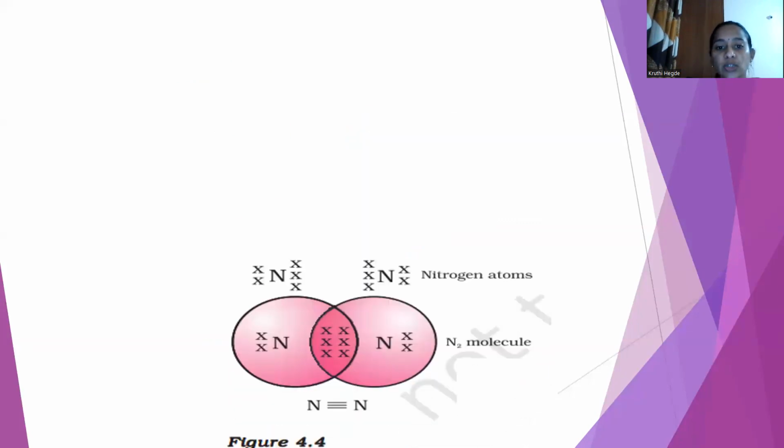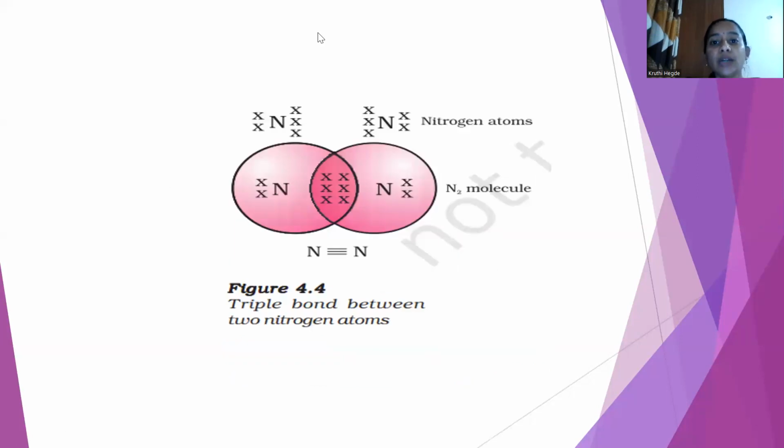Let me move to nitrogen. This is nitrogen. Nitrogen has atomic number 7. So its electronic configuration is 2,5. 5 ಇದೆ ಅಂದ್ರೆ it needs 3 electrons to become stable ಅಲ್ವಾ. ಸೊ ಏನ್ ಮಾಡುತ್ತೆ ನೈಟ್ರೋಜನ್, ಇಲ್ಲಿ ಮತ್ತೆ ನೋಡಿ 2 ಮತ್ತೆ 3 ಅಂದ್ರೆ 5 ಎಲೆಕ್ಟ್ರಾನ್ ಇದೆ. ಔಟರ್ ಶೆಲ್ಲಿನ 5 ಎಲೆಕ್ಟ್ರಾನ್, ಇದರಲ್ಲೂ ಕೂಡ 3 ಮತ್ತೆ 2 ಅಂದ್ರೆ 5 ಇದೆ.